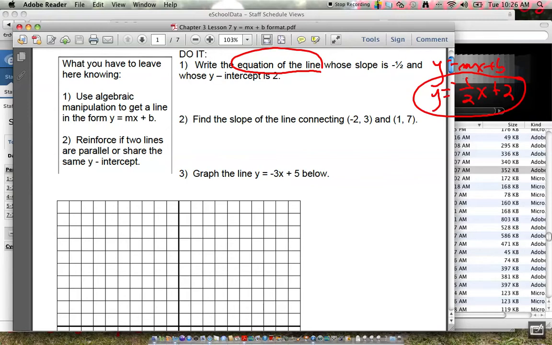Okay, next, find the slope of the line connecting negative 2, 3, and 1, 7. This, I think, is a more challenging question. One way to do the slope of the line connecting negative 2, 3, and 1, 7 is to actually graph them on your paper. So you could graph the point negative 2, 3, you could graph the point 1, 7. Let me show you how to do that real quick. It's not the preferred way, but I want to show it to you because it is an easy way.